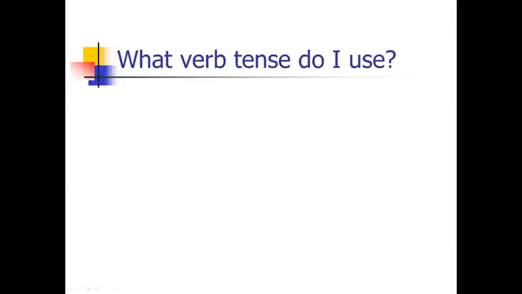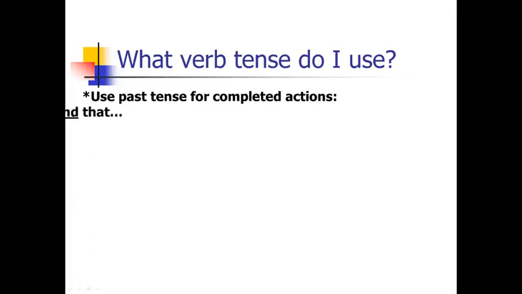So the other thing that often confuses students, especially when it's the first time that you write a scientific manuscript, is what verb tense do you use? So it's actually pretty easy. It's pretty straightforward. You just need to know the rule. So the rule is you're going to use the past tense when you're talking about completed actions. So, we found that. Well, you've already done the study. You've already found it. So that's in the past.